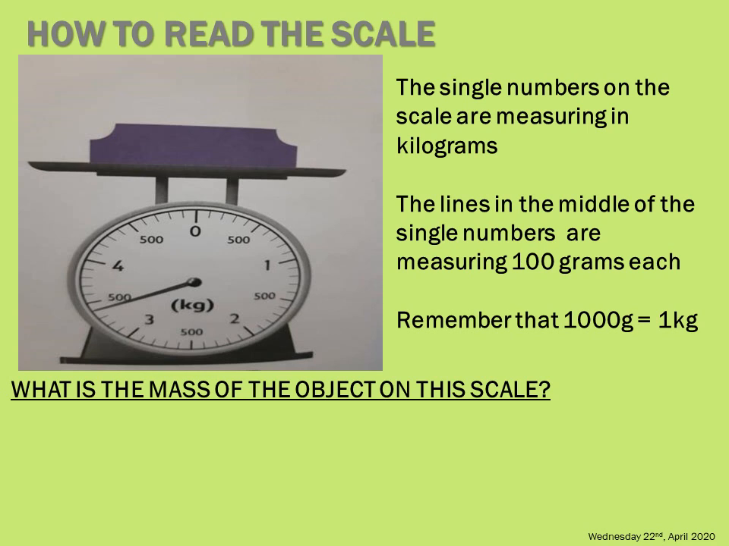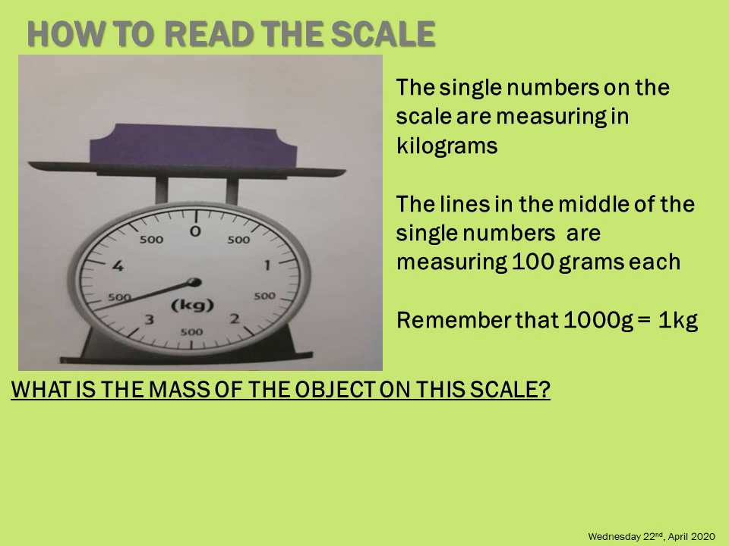And how many grams is each line? 100 grams. Okay? Each line is 100 grams. So if, for example, the arrow on this scale was pointing to one line after number 1, look at number 1. Okay, now if it was pointing to one line after number 1, it means we have 1 kilogram and 100 grams.